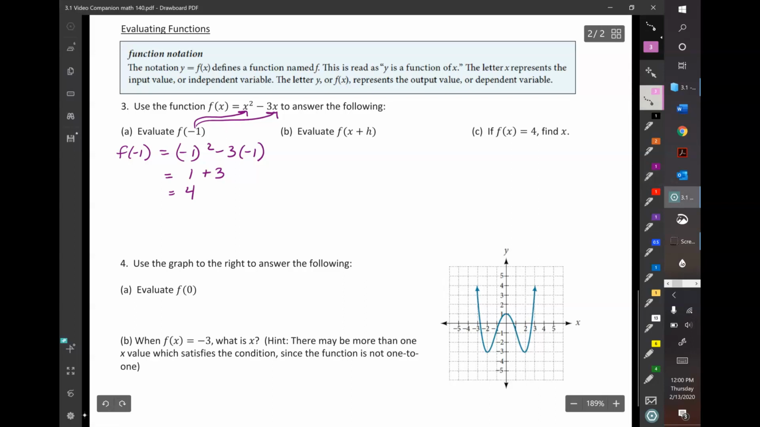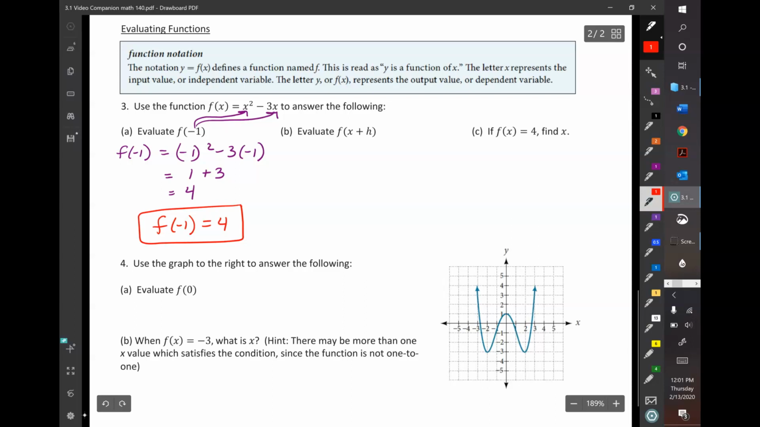Okay, so here I've plugged the -1 in for both spots. So (-1) squared, make sure you use parentheses, all squared, minus 3 times -1. So that gives me 1 plus 3, which equals 4. Usually you've just left it as y equals 4, or you might just circle, okay, I'm done, that's 4. But we're going to write it now as f of negative 1 equals 4.